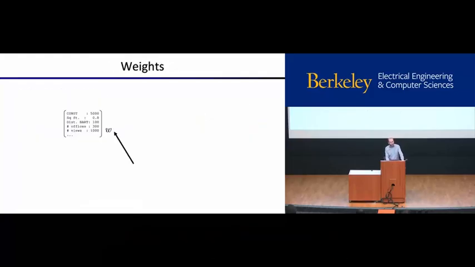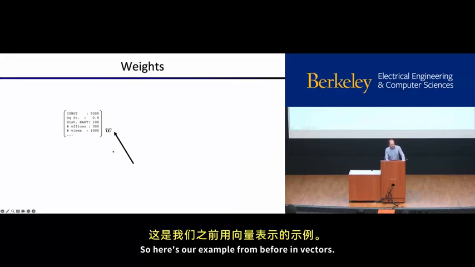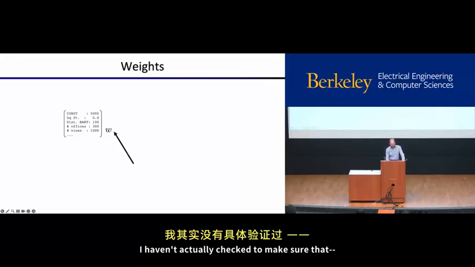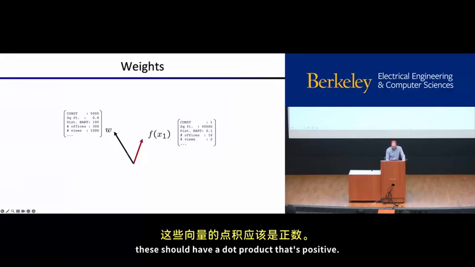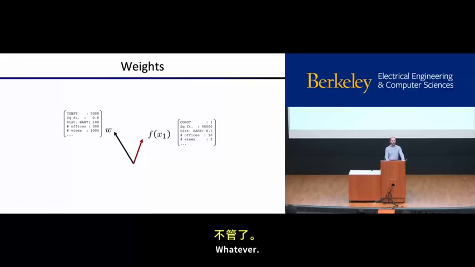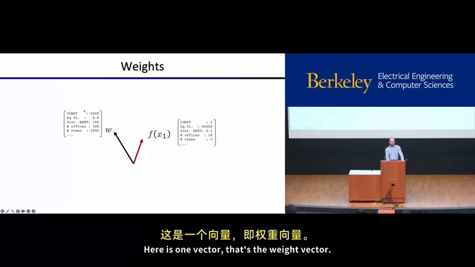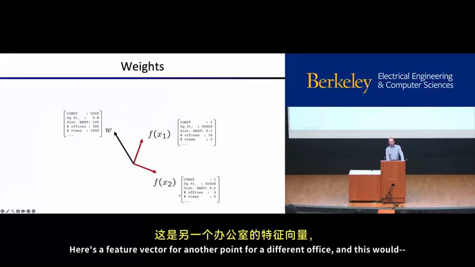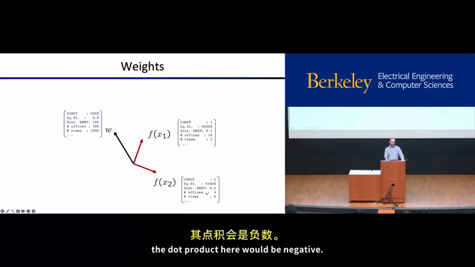So here's our example from before. In vectors, I haven't actually checked to make sure that these should have a dot product that's positive. Whatever. Here's one vector, that's the weight vector. Here's the feature vector for a given point. And so these would have a positive dot product. Here's a feature vector for another point for a different office, and the dot product here would be negative.